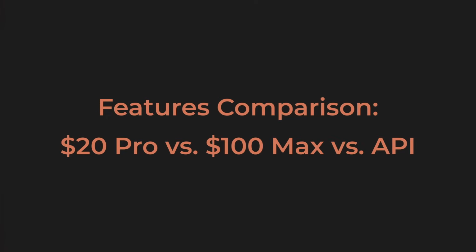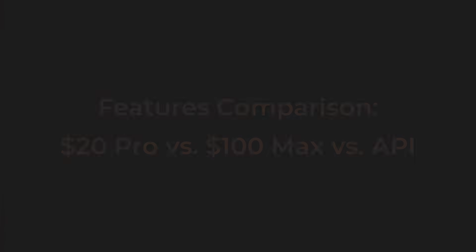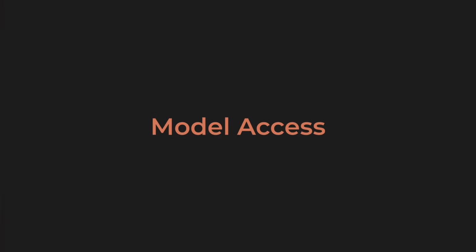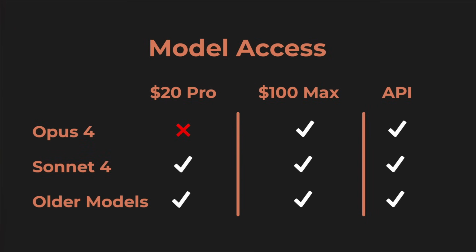Now that we have Claude Code set up, let's talk about what features you get and what you don't with this $20 Pro plan. Since this is their more affordable tier, there's going to be some key trade-offs when compared to their more premium $100 Max plans. Let's break them down, starting with the most important one, model access. The biggest limitation is model access.